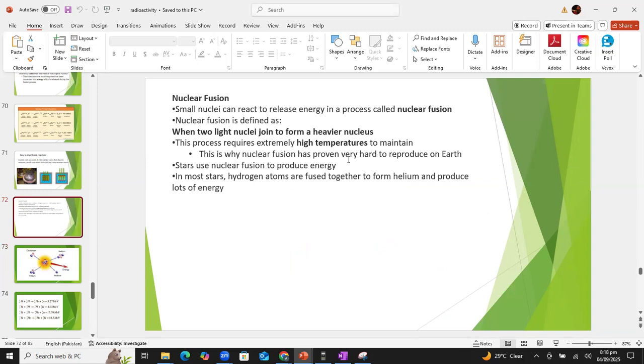Nuclear fusion has proven very hard to reproduce on Earth. This is the same thing, beta, which I discussed with you. Stars use nuclear fusion to produce energy, obviously. The stars light up just because of nuclear fusion. And the stars have different colors just because of these reactions.